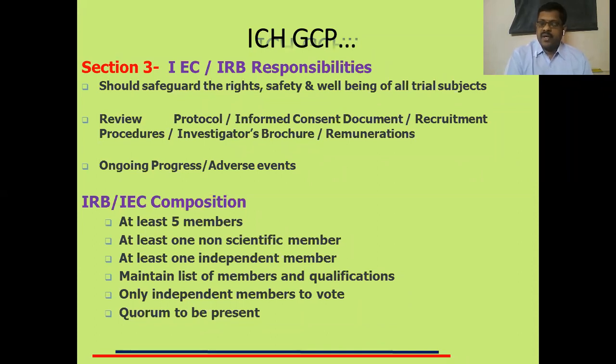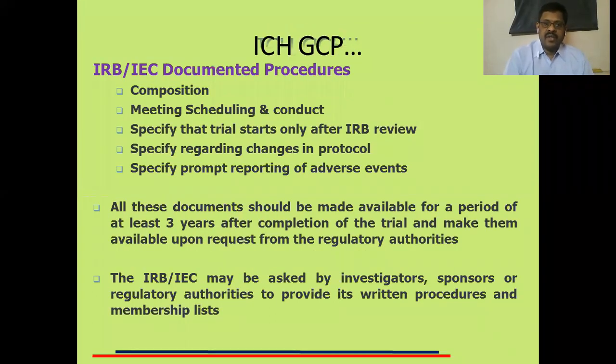And they should have at least 5 members, 1 member from the non-scientific community, and 1 member should be totally independent of the clinical trial. Maintain a list of members and qualifications involved in this clinical trial, and only independent members vote on decision making. The quorum must be present. That means a majority of the members should be present during all the meetings. Then only the decisions will be approved.